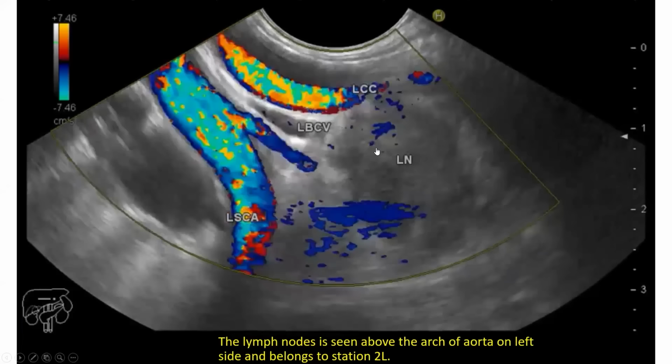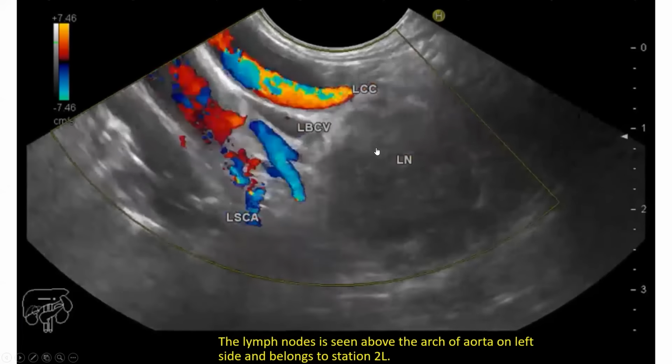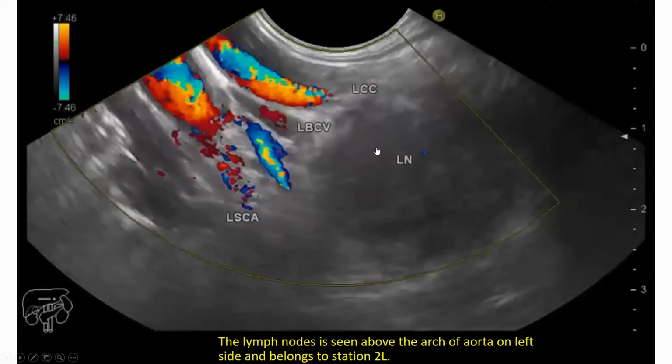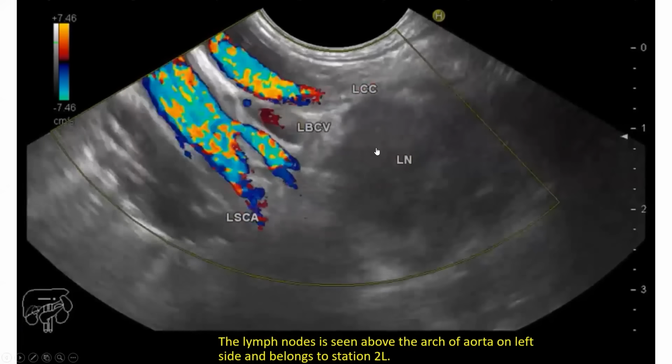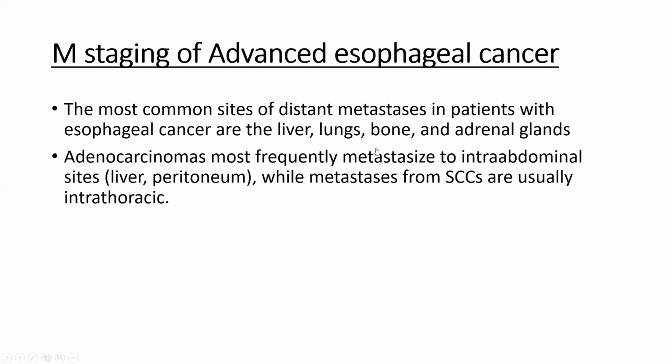Then the question sometimes is, it is above the arch of aorta, so is this the cervical field or the mediastinal field lymph node? So sometimes why are we doing so much investigation? Because mediastinal lymph node assessment is best possible by doing endoscopic ultrasound. And we also have to decide whether this lymph node is pathological or not pathological.